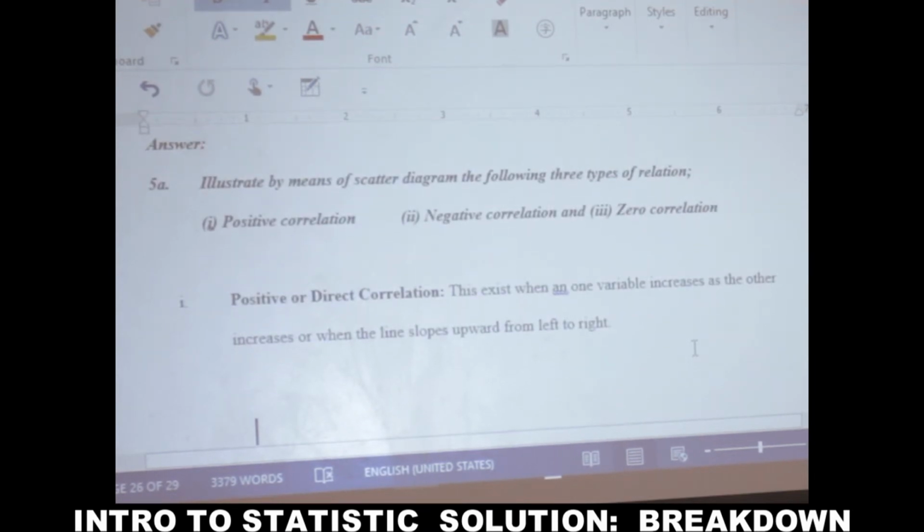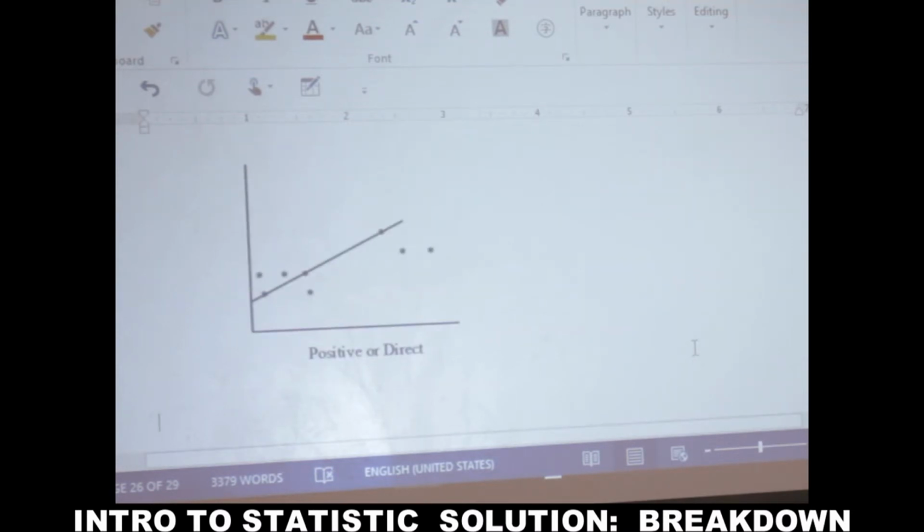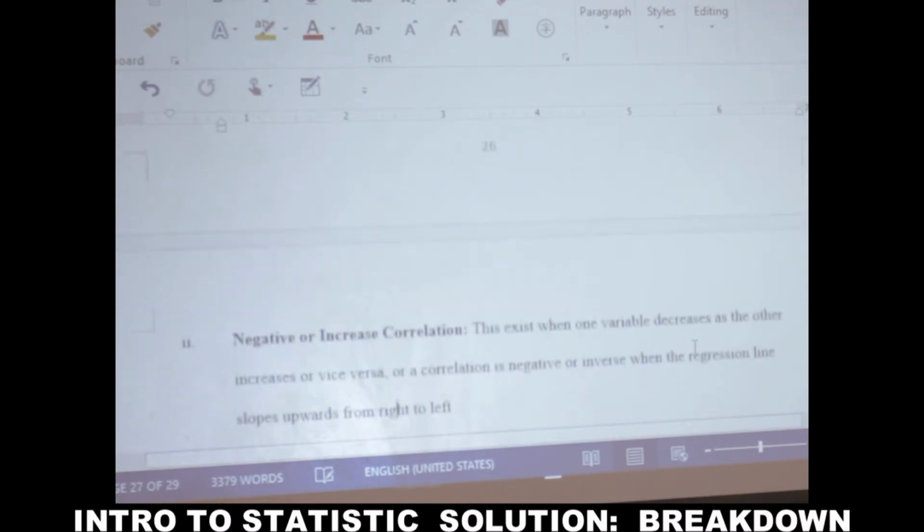Illustrate the positive or direct correlation. This exists when one variable increases as the other increases, or when the line slopes upward from left to right. That is what we know as positive or direct correlation. This diagram, when it slopes from the left to the right, is the graphical diagram of it.